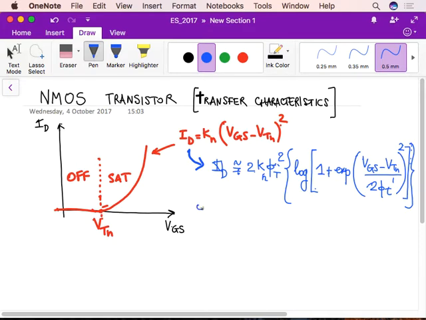So Vt is what is called the thermal voltage, which is kT over q, where k is the Boltzmann constant, T is the absolute temperature, and q is the electron charge, the elementary charge. So this is a voltage. It is equal to 26 millivolt at room temperature.